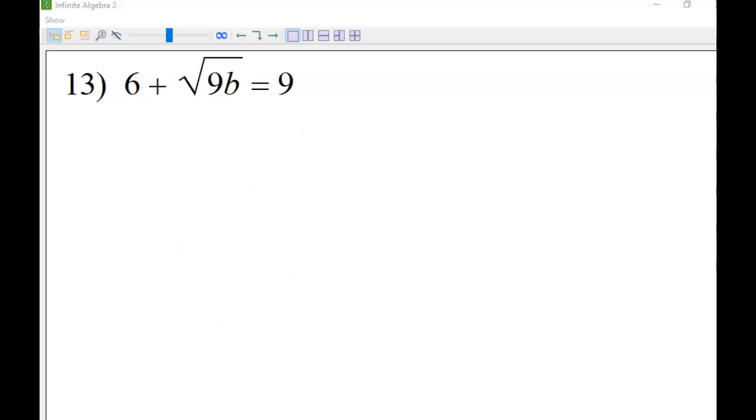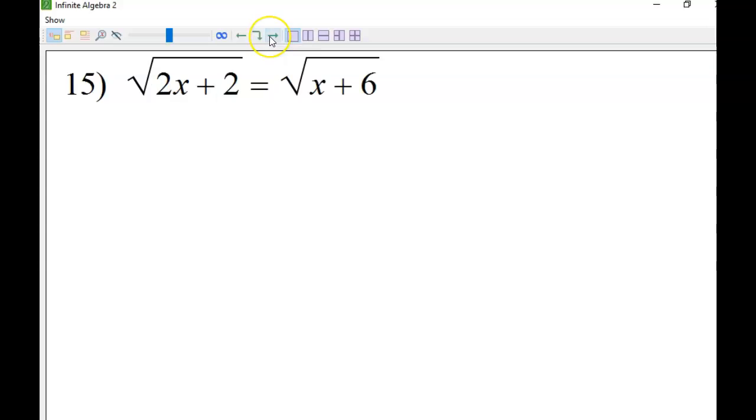All right, next one. In this case, there's a square root on both sides, and there's nothing on the outside, so we just start by squaring right away. And that just cancels out all the square roots. And from there, you end up with a simple little equation to solve. No big deal.